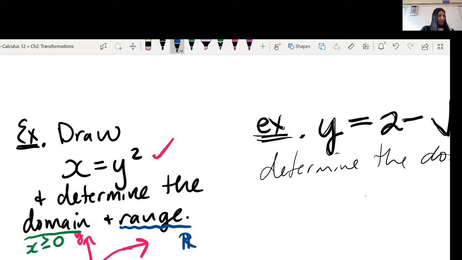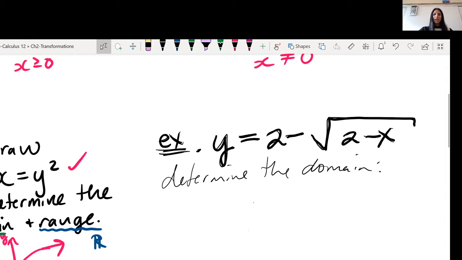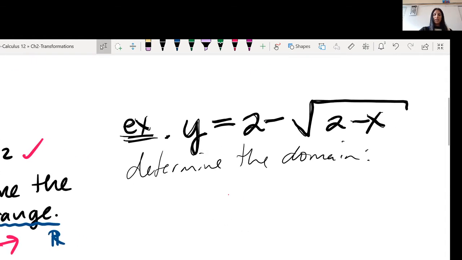Okay, so there's a little bit of built-in review. Let's take a look at this one that has a little bit more going on. y equals 2 minus the square root of 2 minus x. It says determine the domain. So the range for something like this is a little more complex, so we're just looking at the domain. And basically what that's saying is which x values are allowed.